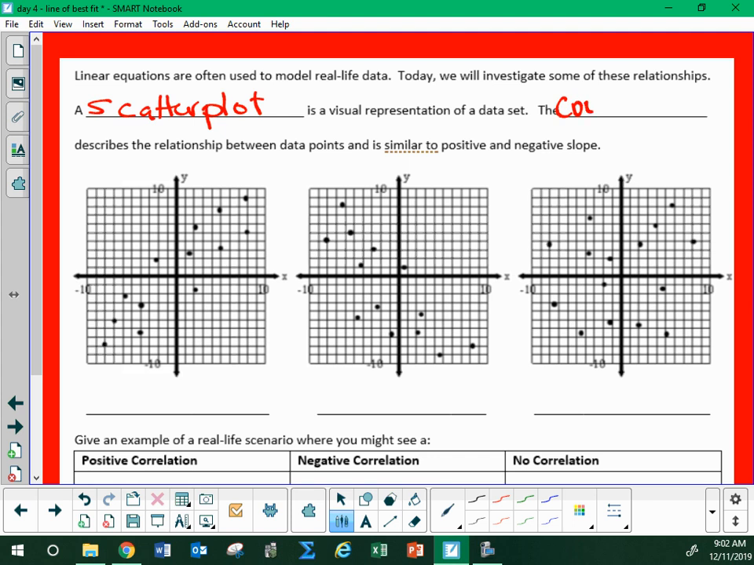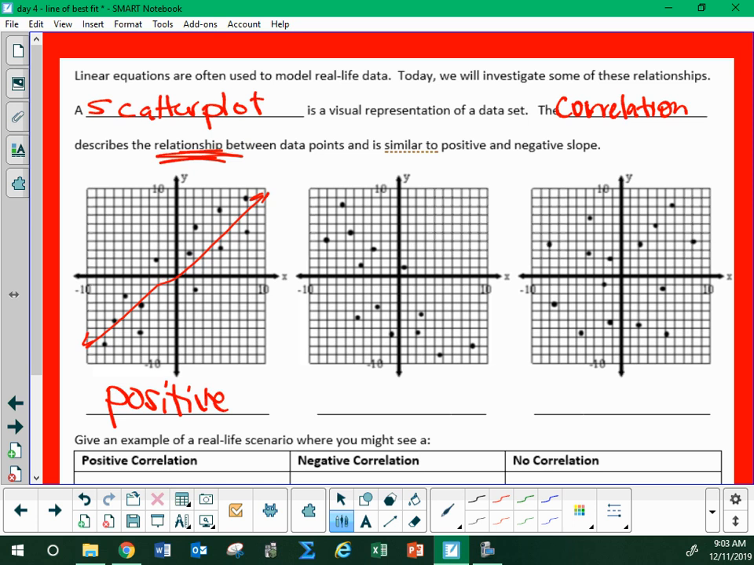The correlation, I spell it with two R's, two O's, tongue twisters. The correlation describes the relationship between data points, and it's similar to our slope. Like I said, if we were to approximate our line of best fit, if you were to just draw an approximate line through the middle of these points, we can see that it's going up. This is a positive correlation.